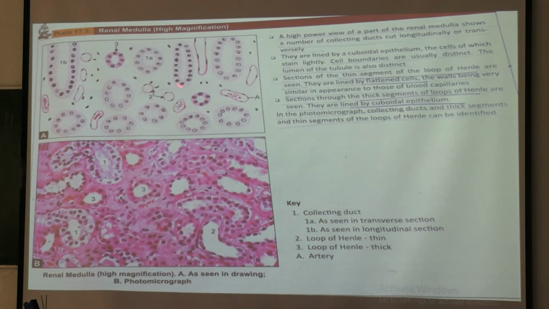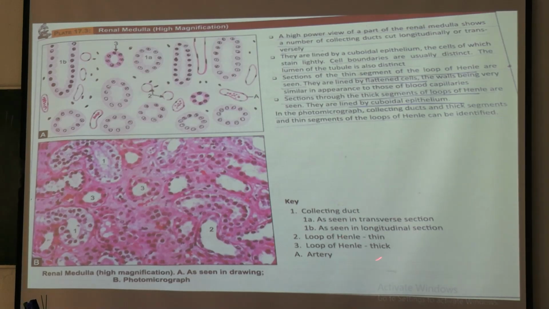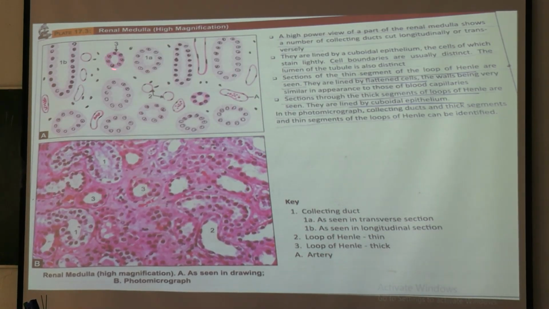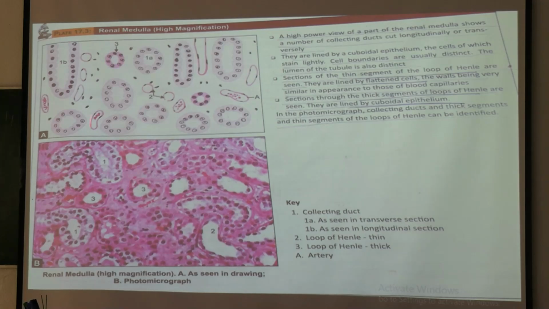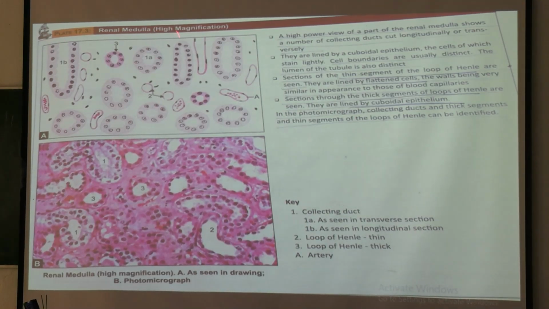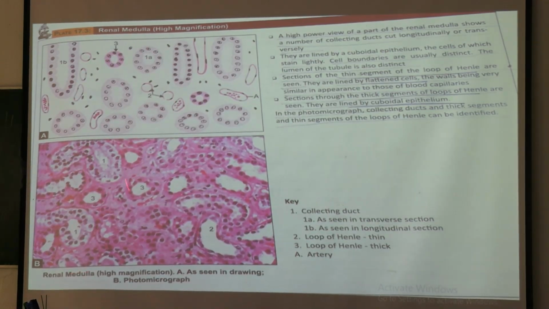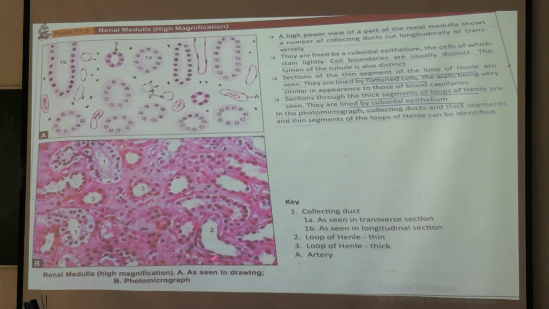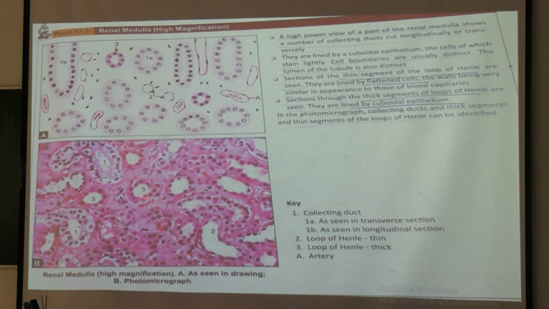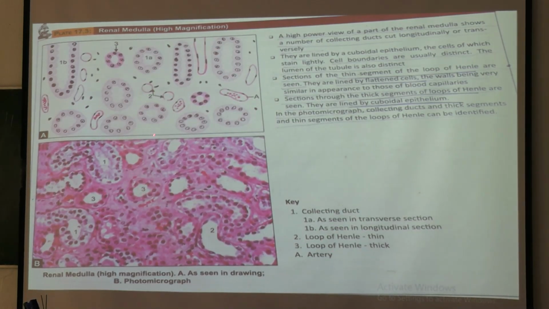Okay, here this is a section through the medulla. These are sections of loop of Henle, thin limb, and this section is loop of Henle, thick limb. And this is the loop of Henle as seen in transverse section, and these are the longitudinal sections of the collecting duct. So loop of Henle and collecting duct sections you will see in the medulla. Here also this is loop of Henle thin segment, loop of Henle thick segment, the sections of collecting duct, and some sections of arteries you will see.